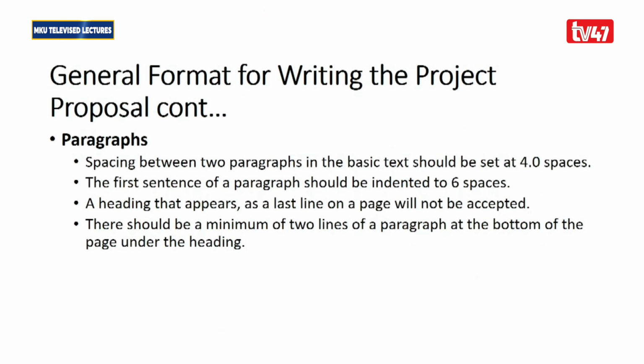Then paragraphs. Now, spacing between two paragraphs in the basic text should be set at 4.0 spaces. The first sentence of a paragraph should be indented to 6 spaces. So you should indent every first sentence. Then a heading that appears at the last line on a page will not be accepted. If you have a heading appearing at the end of the page, you can just take it to the next page. And then there should be a minimum of 2 lines of a paragraph at the bottom of the page under the heading. So at the bottom of the page, at least 2 lines of a paragraph should appear before it can go to the next page. If it is only taking 1, you should take it to another page.